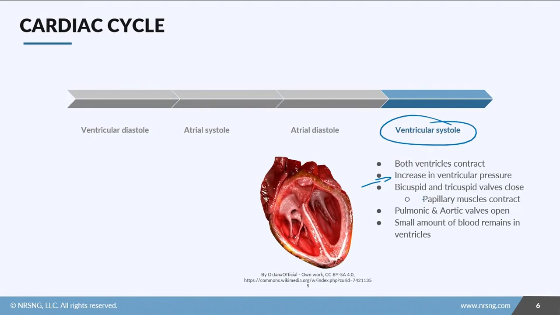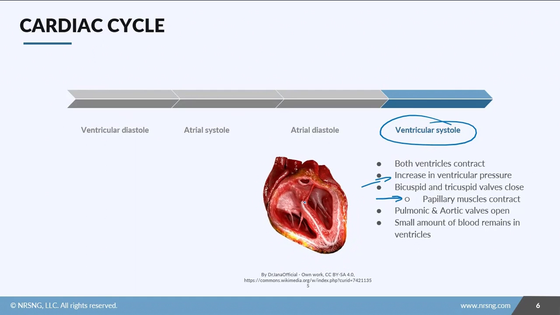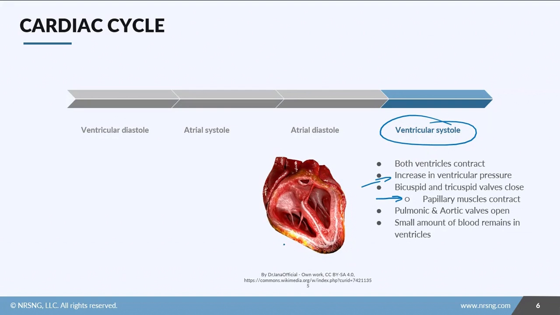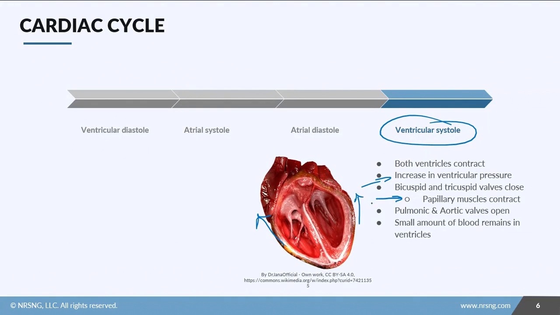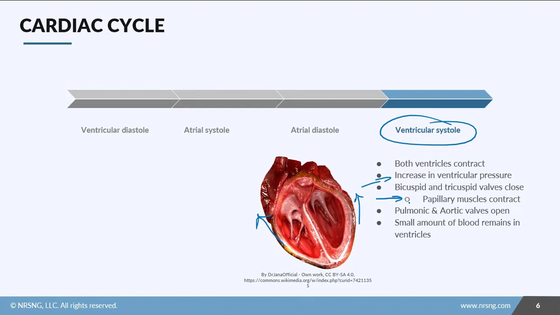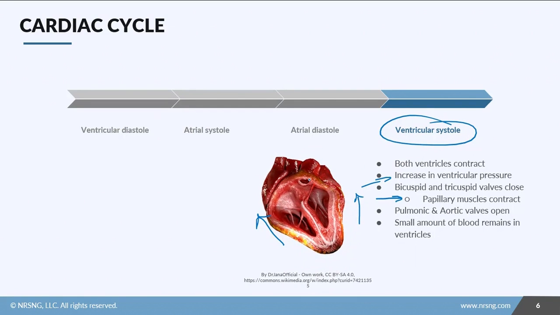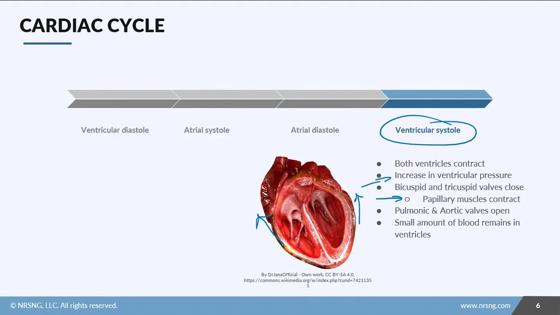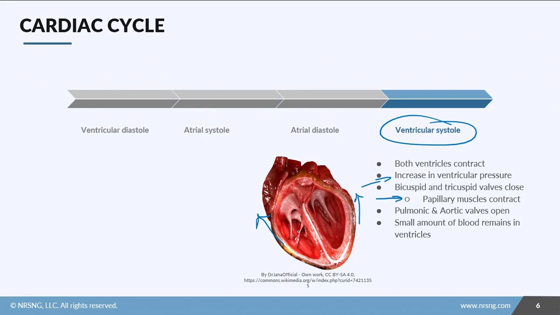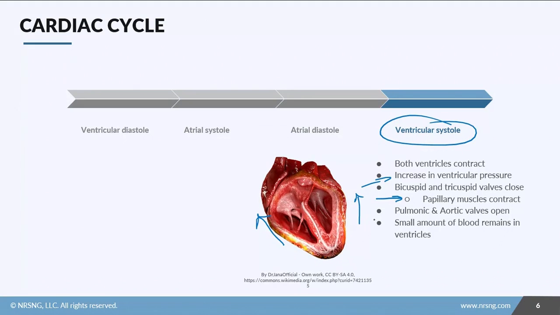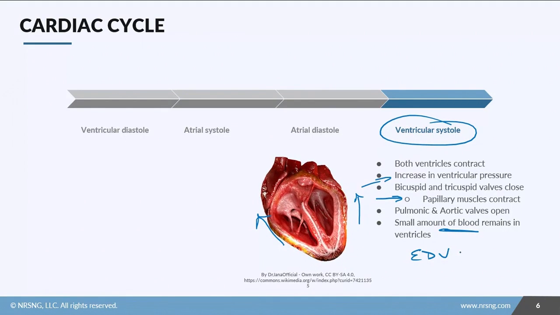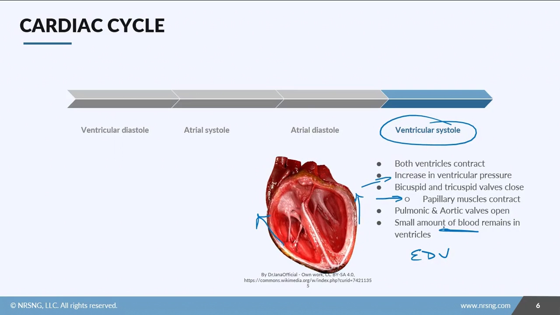And that's going to be supported with the papillary muscles. And they're going to close, and it's going to prevent backflow from the ventricles back into the atria. So that's when those doors, if you will, close. The pulmonic and aortic valves, I'll show you. This is your pulmonic valve here, and it opens, and all the blood is going to leave the ventricles and go to their respective areas. Now, there's going to be a small amount of blood that is going to remain in the ventricles, and this is known as EDV, or end diastolic volume.